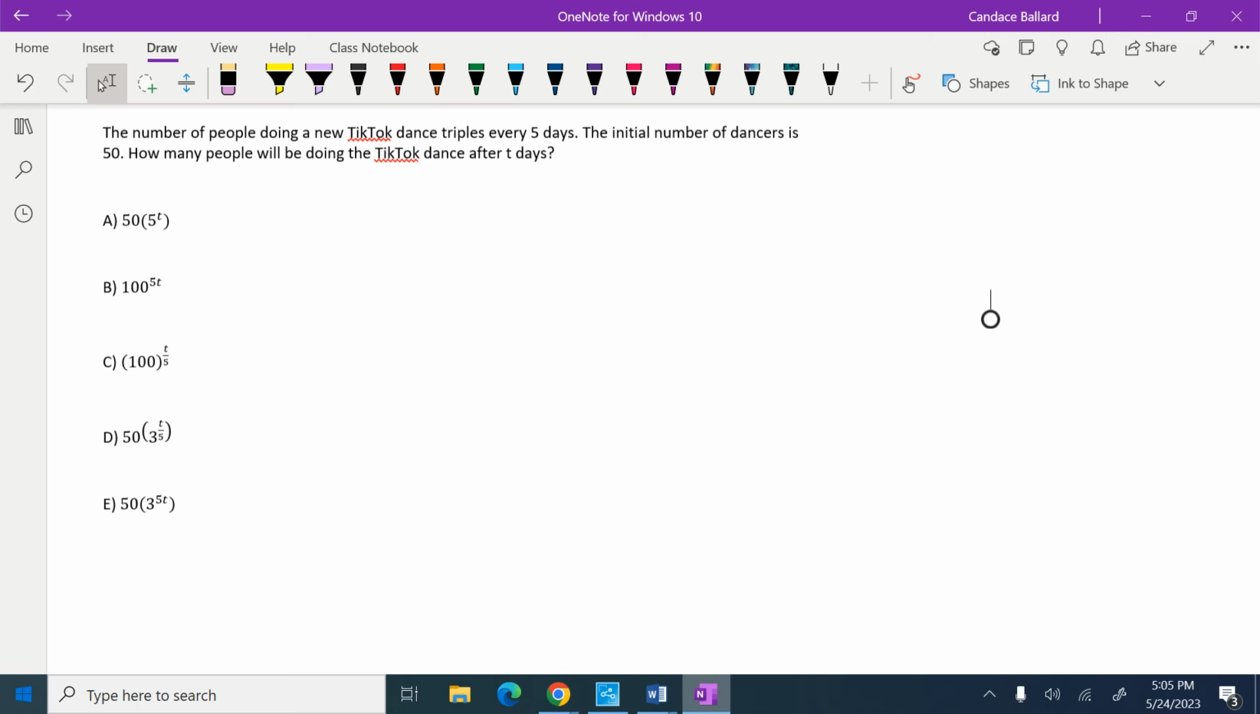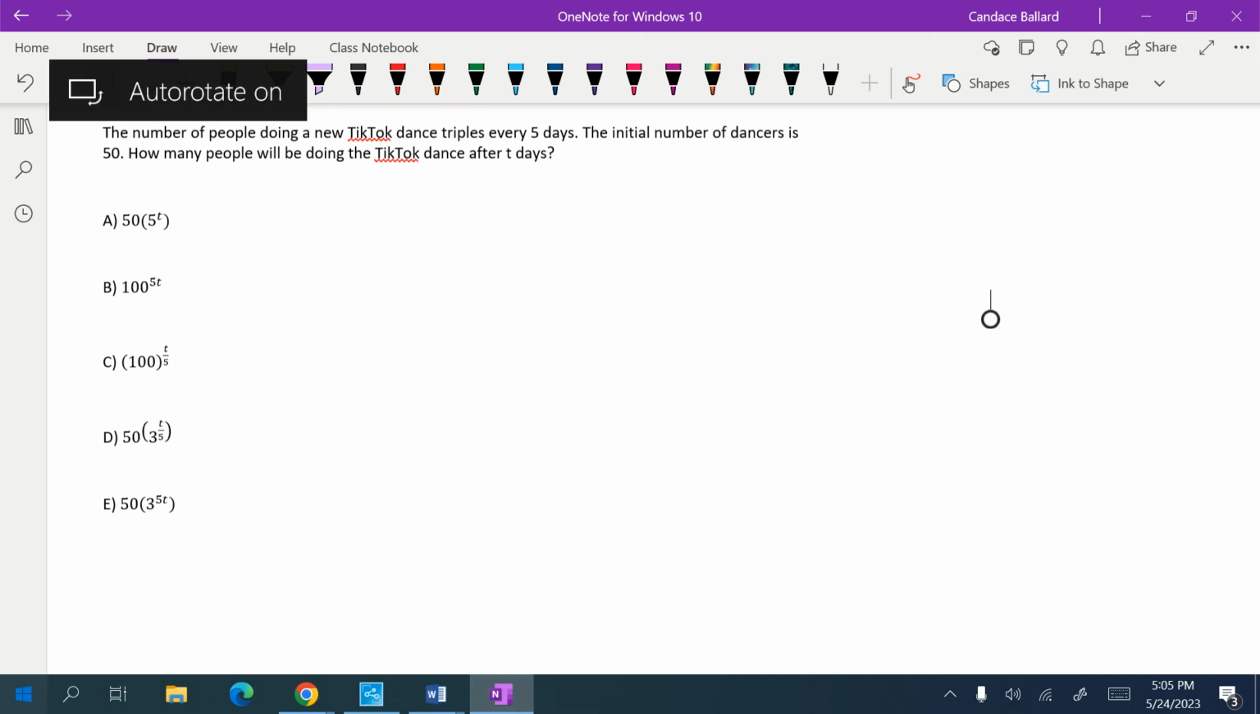In this video, we have the problem: the number of people doing a new TikTok dance triples every 5 days. The initial number of dancers is 50. How many people will be doing the TikTok dance after t days? And we have a bunch of equations or expressions there that might help us figure this out.